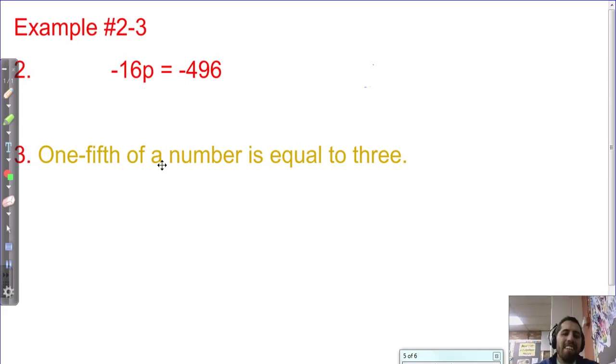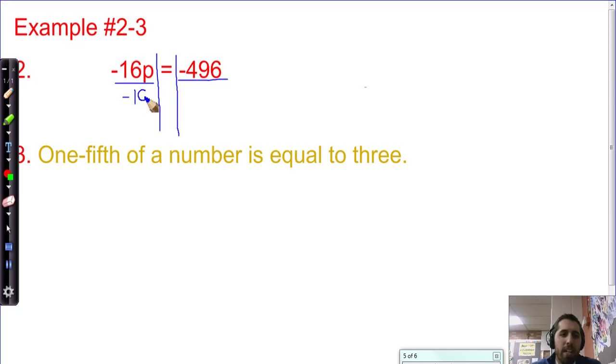Number 2 says -16p equals -496. So in this case, we're going to follow the same steps as always. I'm going to draw the scales of justice. We're going to divide both sides by -16, and as long as I'm dividing both sides into the same number of groups and removing them, then we should stay balanced. Again, those inverse operations cancel out. It kept us balanced when we divided both sides by 16.